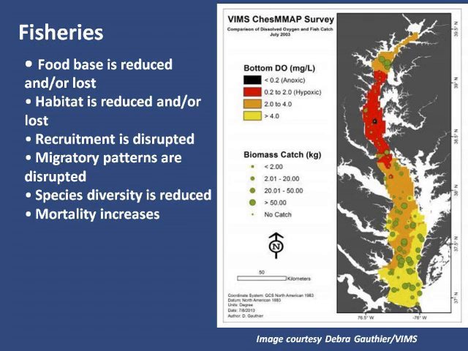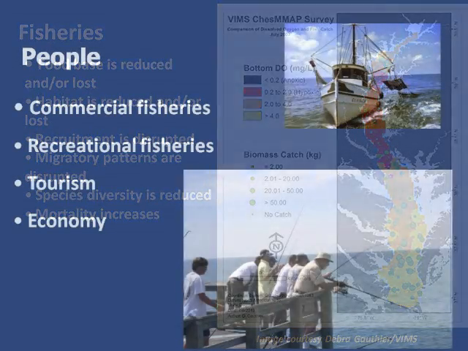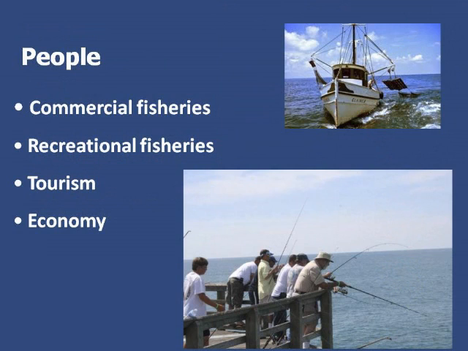This map of the Chesapeake Bay shows green spots where the biomass of the fishery trawls was highest, and you see where the water was hypoxic in the red. There are very few catches. So these effects on the ecosystem translate to lower fisheries yield, and will affect tourism and the economy.